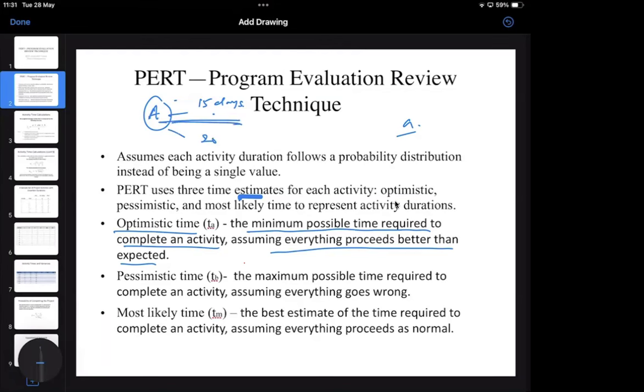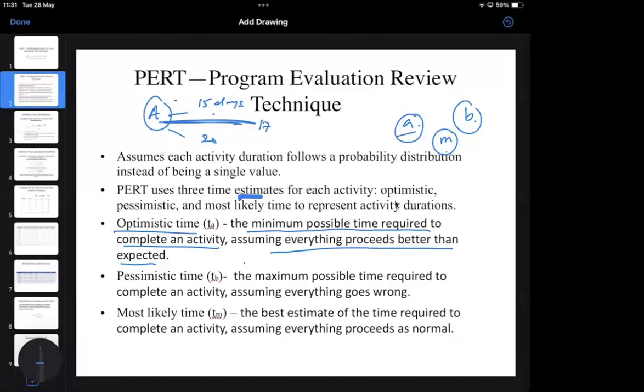Then you have to find out the most likely time in between the optimistic and pessimistic time. The best estimate of the time required to complete an activity, assuming everything proceeds as normal. If everything proceeds as normal, then we will find out the most likely time, say 17 days. The optimistic time is represented by A, pessimistic time by B, and most likely time by M. Each and every activity has three time durations.